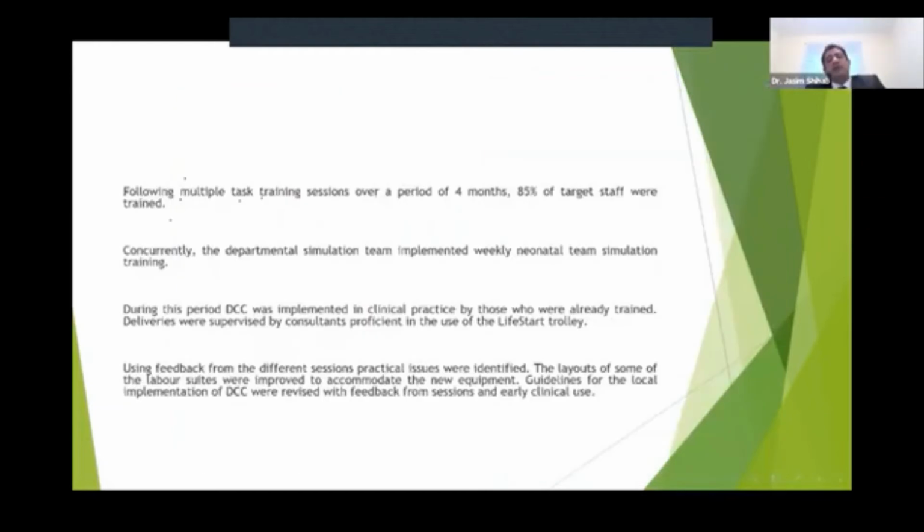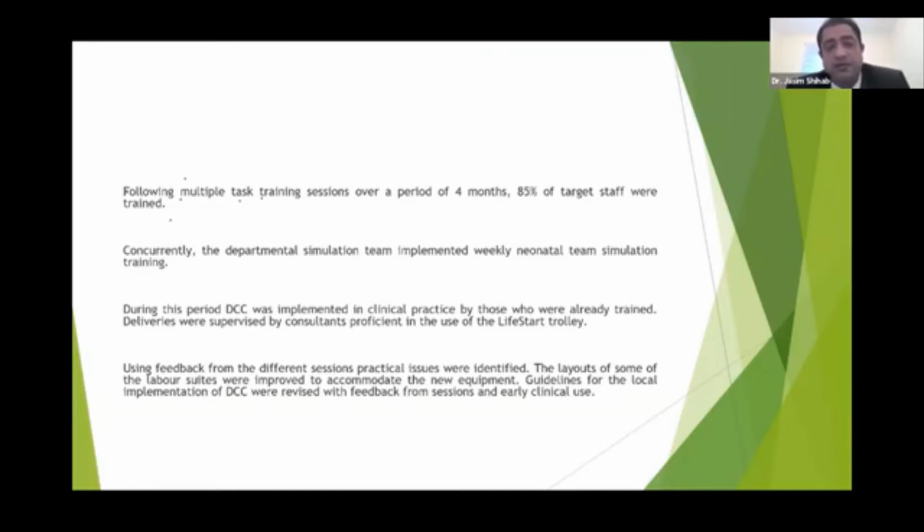So following multiple task training sessions over a period of 4 months, we hit the 85% target. Concurrently, the departmental simulation team also ran it for the neonatal team. And over this period, we implemented DCC in clinical practice by those who were already trained. Deliveries were supervised by consultants who were both proficient in the guideline as well as the use of the LifeStart trolley. And like I said before, using the feedback, we rearranged the ergonomics of the department.